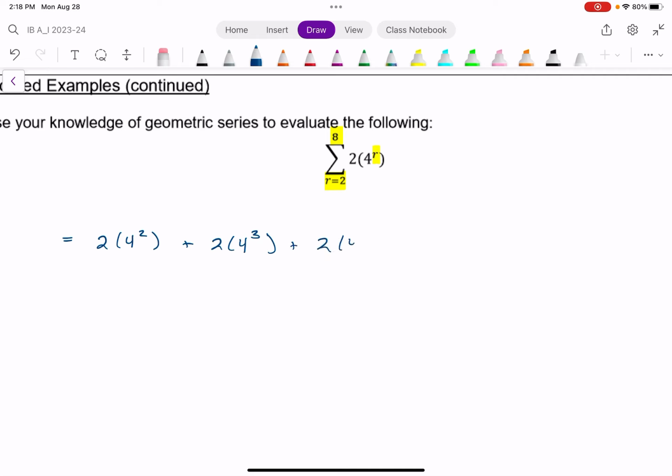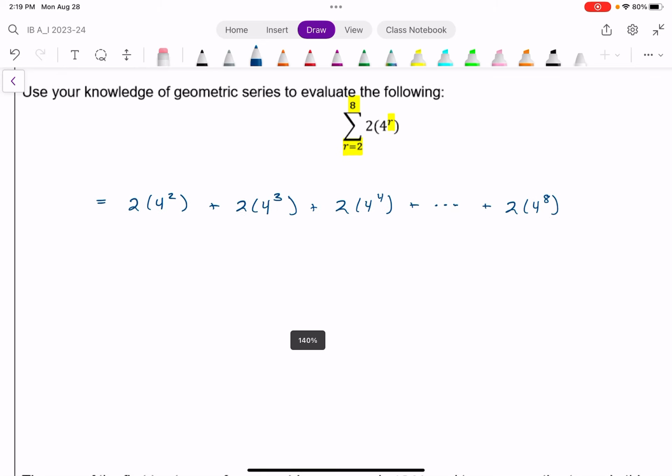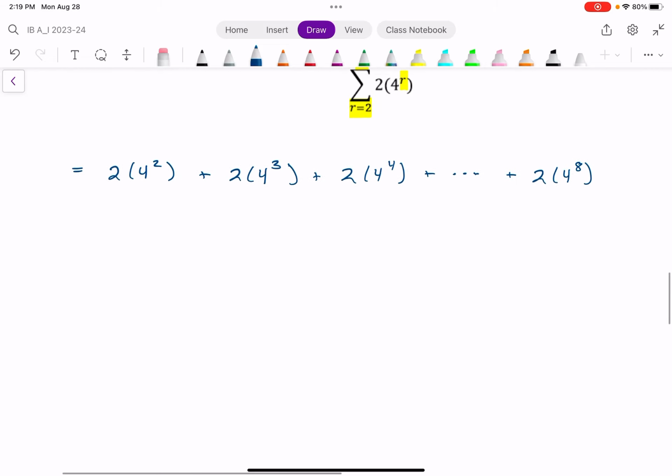Plus 2 times 4 to the power of 4. It wouldn't take me too long to write them all out, but I'm feeling a little bit lazy as usual, so I'll just skip to the last term, which will be 2 times 4 to the power of 8. Now, I'm going to evaluate a few of these. I don't have to, but just to make it feel a little more concrete.